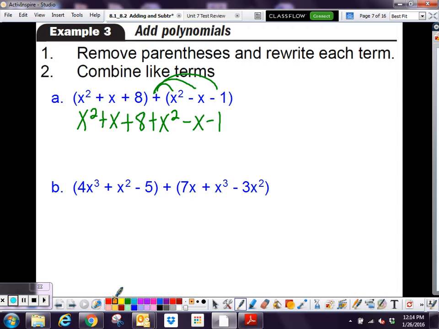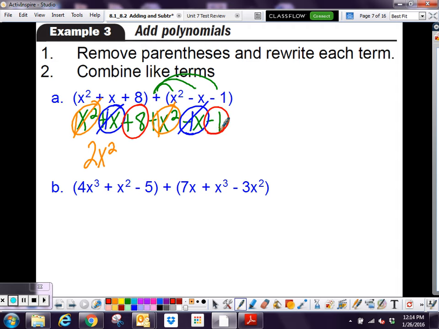Now we're going to combine our like terms. So I have x squared plus x squared. Now that's 1x squared plus 1x squared, which gives us how many? 2x squared. Mark those out. Now I'm going to look for my x's. I have an x and a minus x. So that's basically 1 minus 1, which is 0. So those are gone. And then I have an 8 and a minus 1, which gets me plus 7. That is our answer. So all we're doing is removing those parentheses and then we're combining like terms.